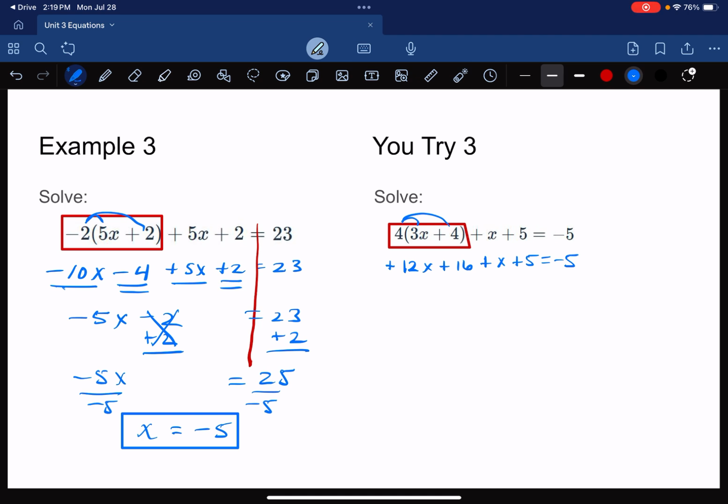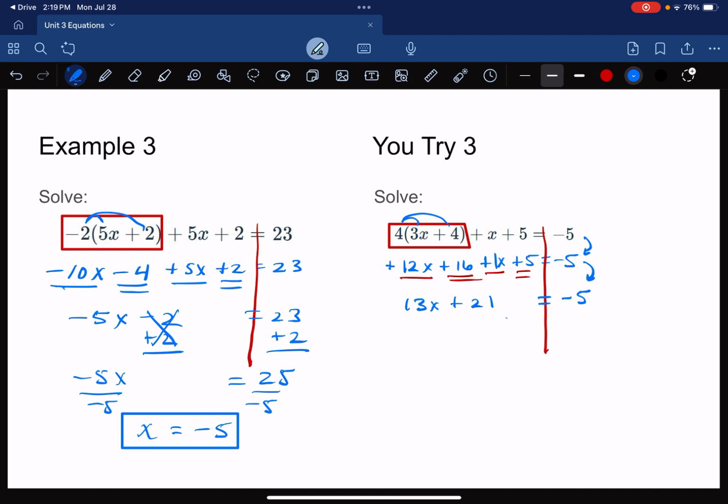Now look at the left side. What's alike? 12x and x. 16 and 5. So 12x plus x. Well, that's 12x plus 1x. So that would be 13x. Then 16 and 5 make 21. We didn't even need the good guy, bad guy on that because they were all positive, right? Equals negative 5. Just bring that down. I just copied this down each time, okay?